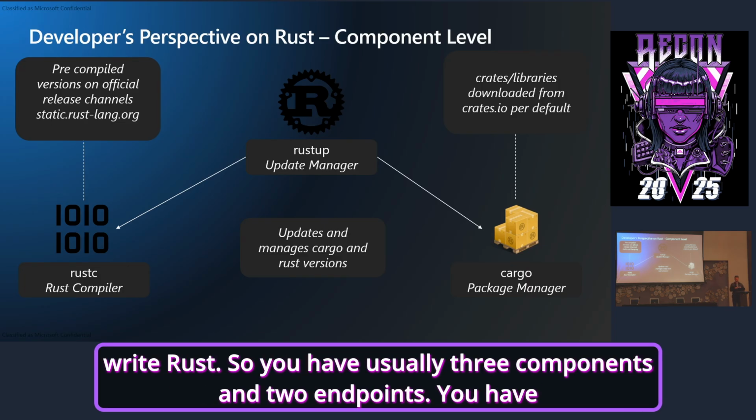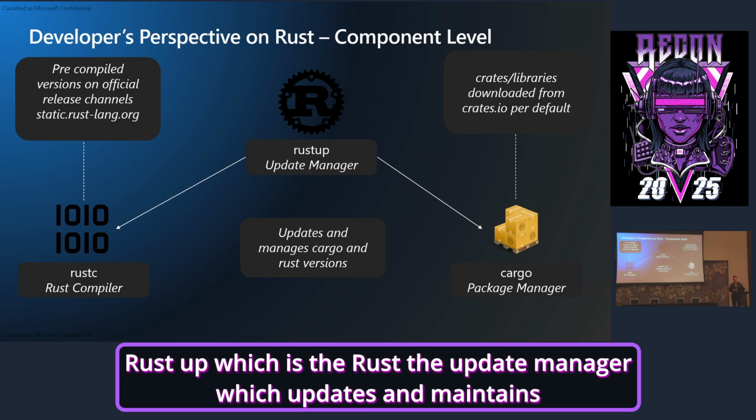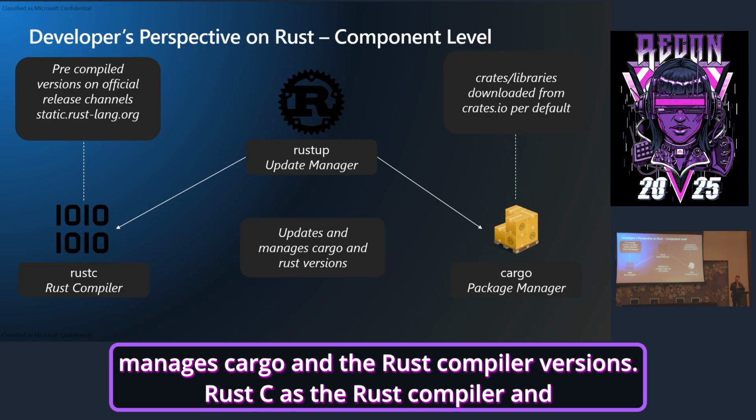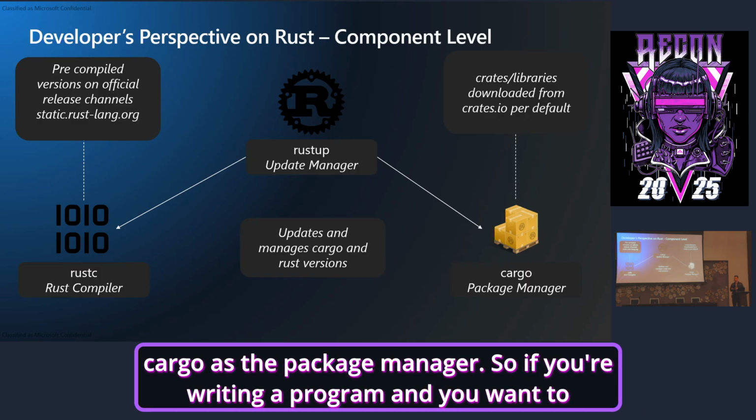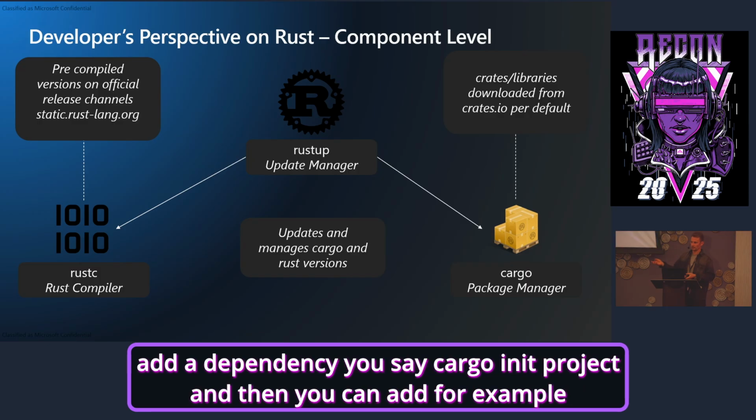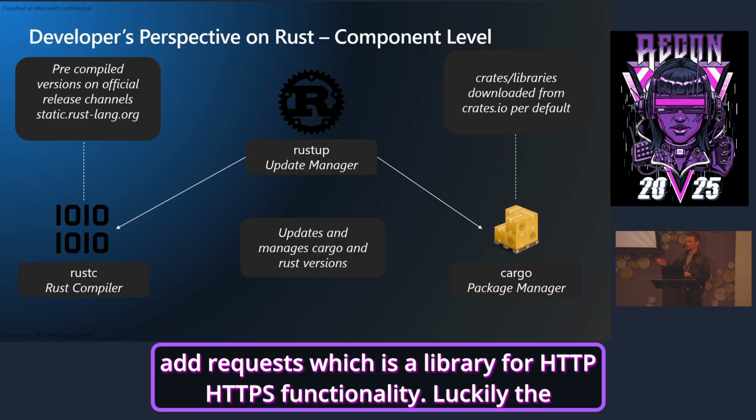So you have usually 3 components and 2 endpoints. You have RustUp, which is the update manager, which updates and manages Cargo and the Rust compiler versions, rustc as the Rust compiler, and Cargo as the package manager. So if you're writing a program and you want to add a dependency, you say Cargo init project, and then you can add, for example, request, which is a library for HTTP, HTTPS functionality.